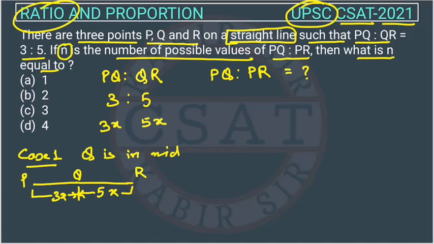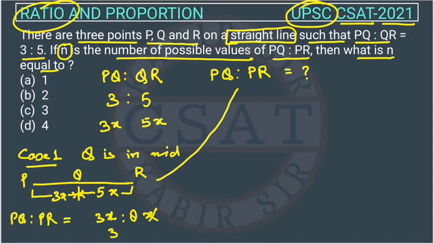So what is PQ? PQ is 3x. And what is PR? Now I am finding this value. PQ is 3x and PR is how much? PR is 3x plus 5x, 8x. So this x will get cancelled. So the ratio is 3:8. So this is one possible value. Now case 2.